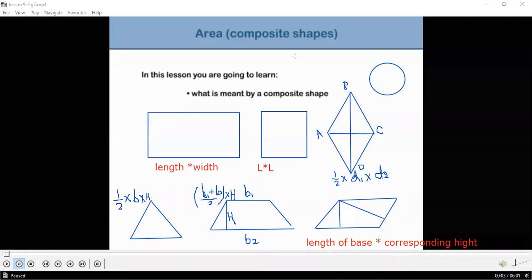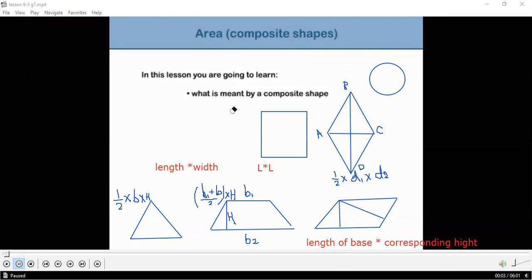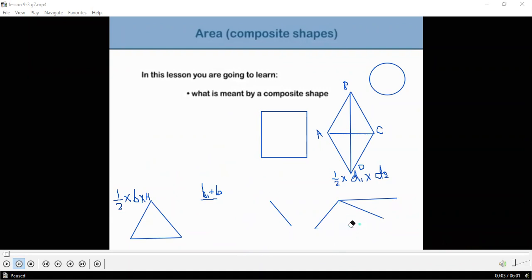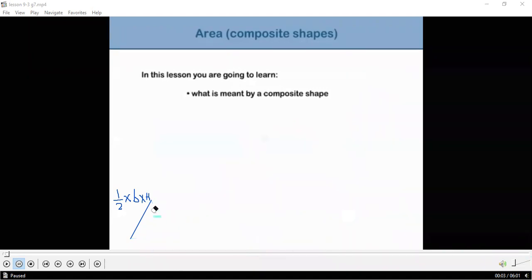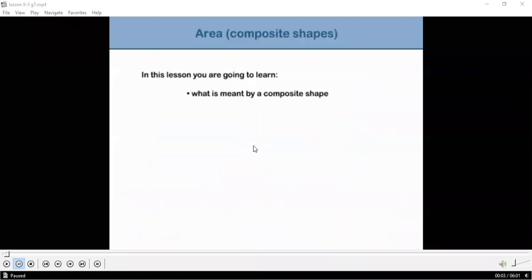Composite shapes. Is there anyone who can expect what we are going to say now? Composite shape. So we can say that the square only is a composite shape? No. Miss, isn't a composite shape like a shape that was made up? Let me help you, Yazina. In this lesson, you are going to learn what is meant by a composite shape.